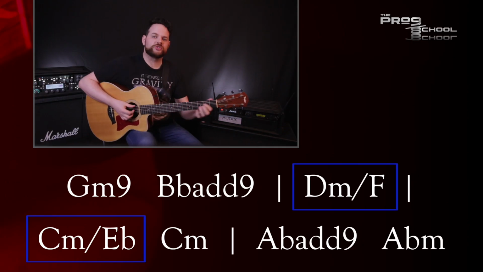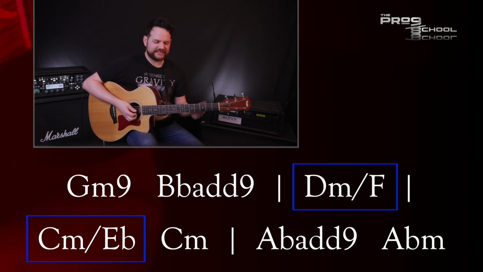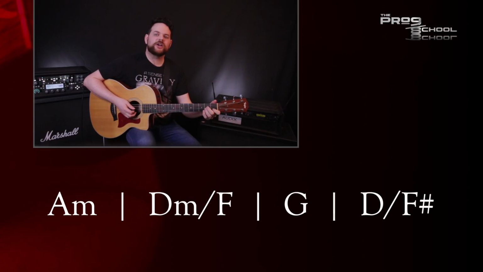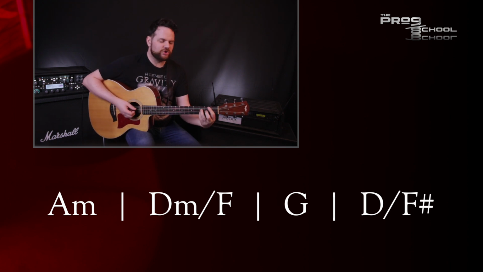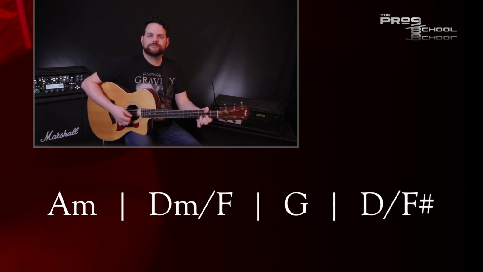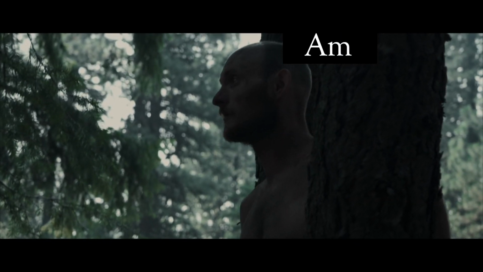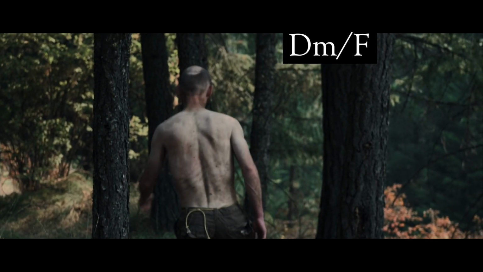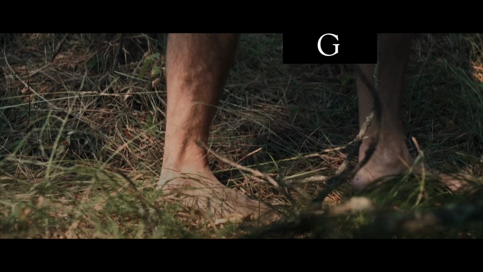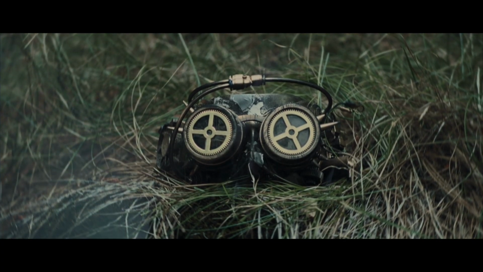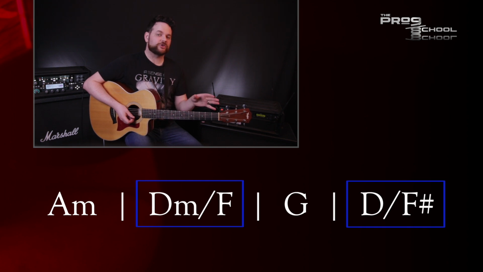The two first inversion chords here make for a nice descending bass line and help to color up a fairly basic minor progression. In the chorus of The Great Stereopticon, the chord progression is A minor, D minor over F, G, and D over F sharp. Once again, a couple of first inversion chords add some color, and they also bring a little chromatic movement in the bass.